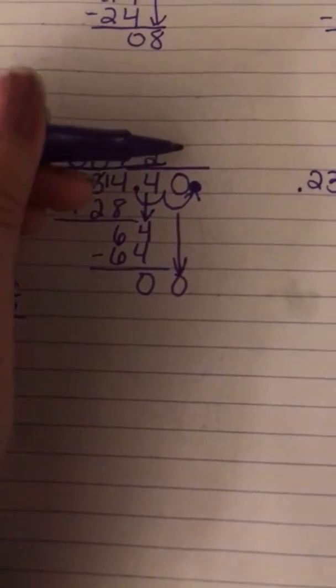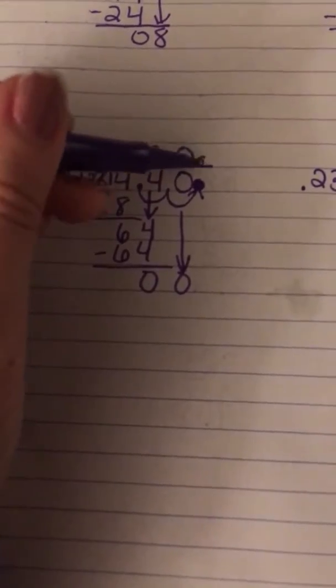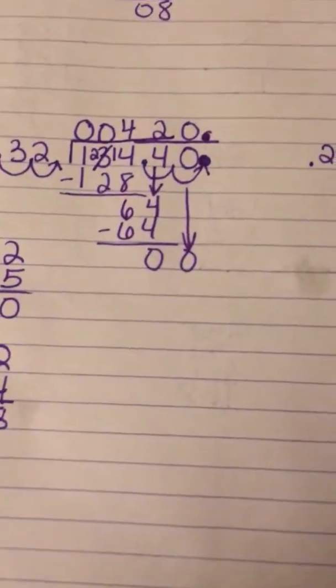Can 32 go into 64? We can do that twice. Remember, every number has to have a buddy, so I bring that down. 32 can't go into 0. Big, beautiful decimal is the one that counts. And here's my answer.